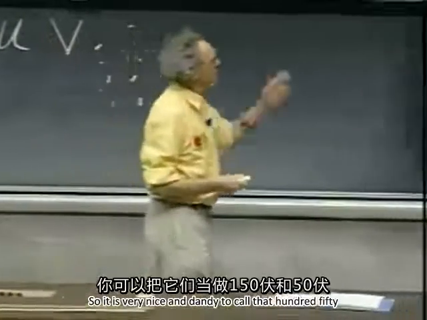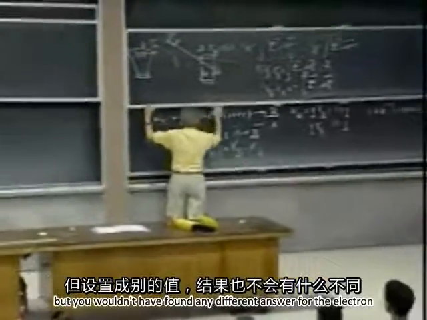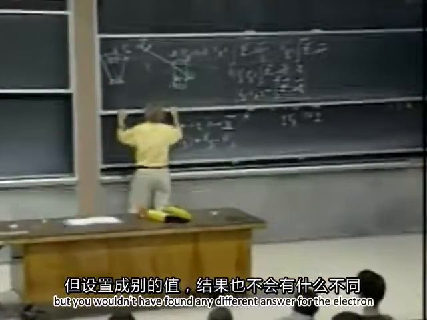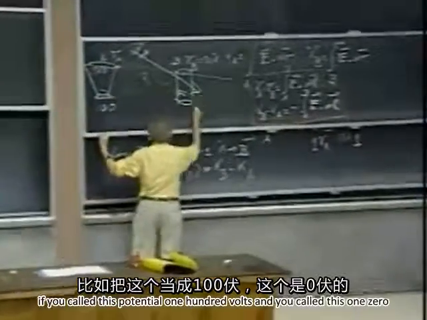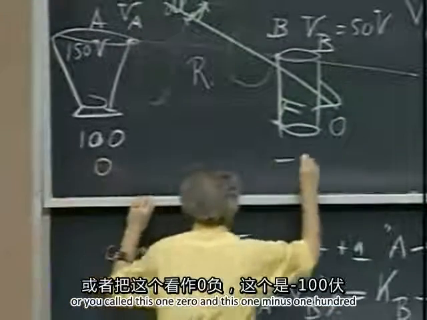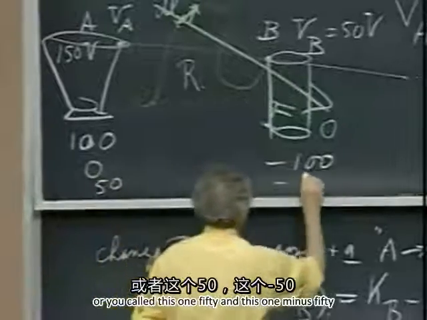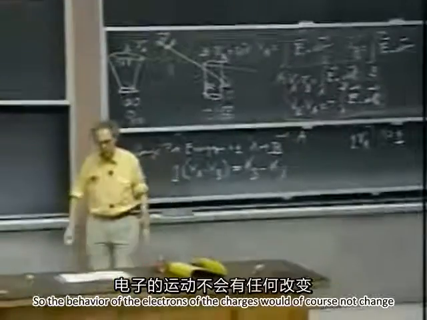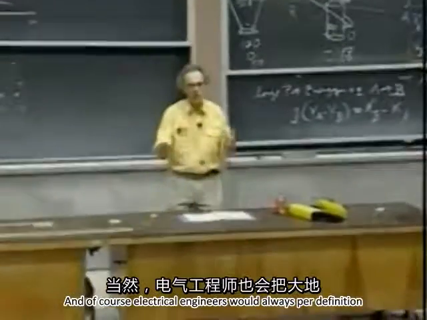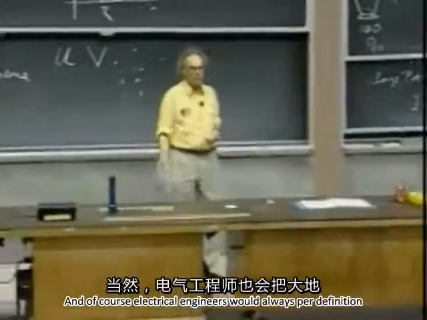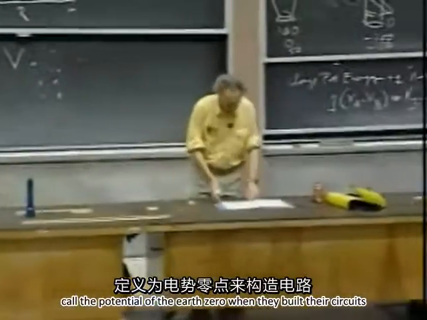So it is very nice and dandy to call that 150 and to call that 50, but you wouldn't have found any different answer for the electron if you call this potential 100 volts and this one 0, or you call this one 0 and this one minus 100, or you call this one 50 and this one minus 50. So the behavior of the charges would of course not change. And of course electrical engineers would always, by definition, call the potential of the Earth zero when they built their circuits.